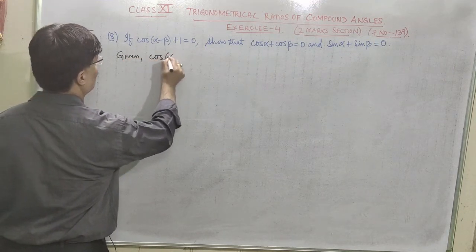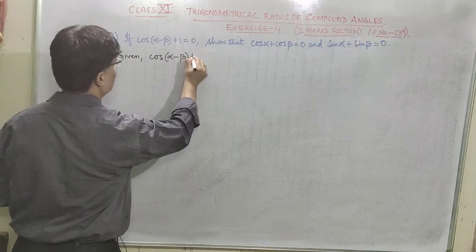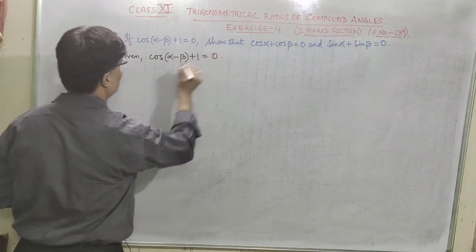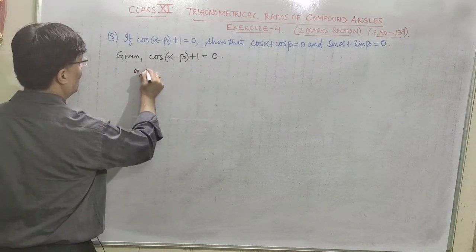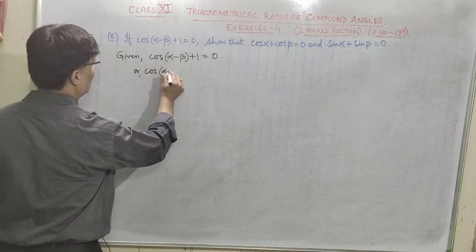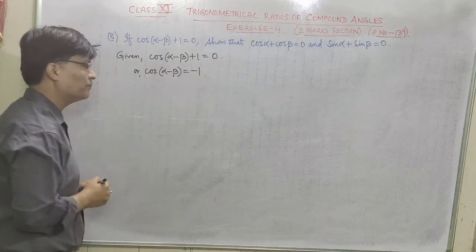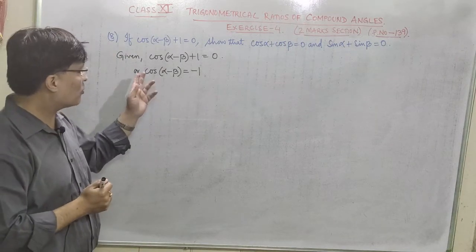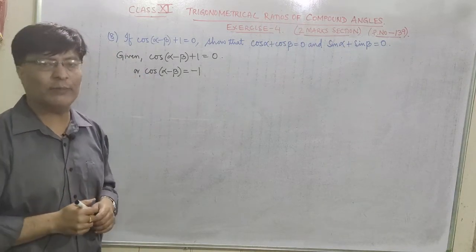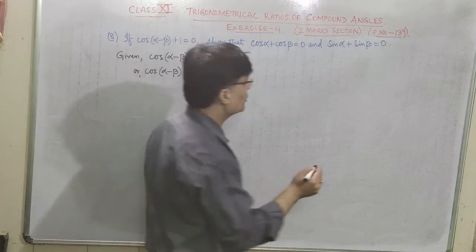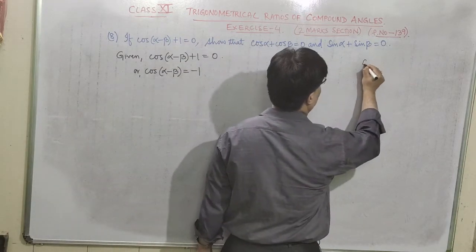Okay. So let us write down here, given is cos of alpha minus beta plus 1 is equal to 0, or cos of alpha minus beta is equal to minus 1. Okay. So what is the value for cos of alpha minus beta, which is equal to minus 1? Okay. So now in this case you should know this relation.